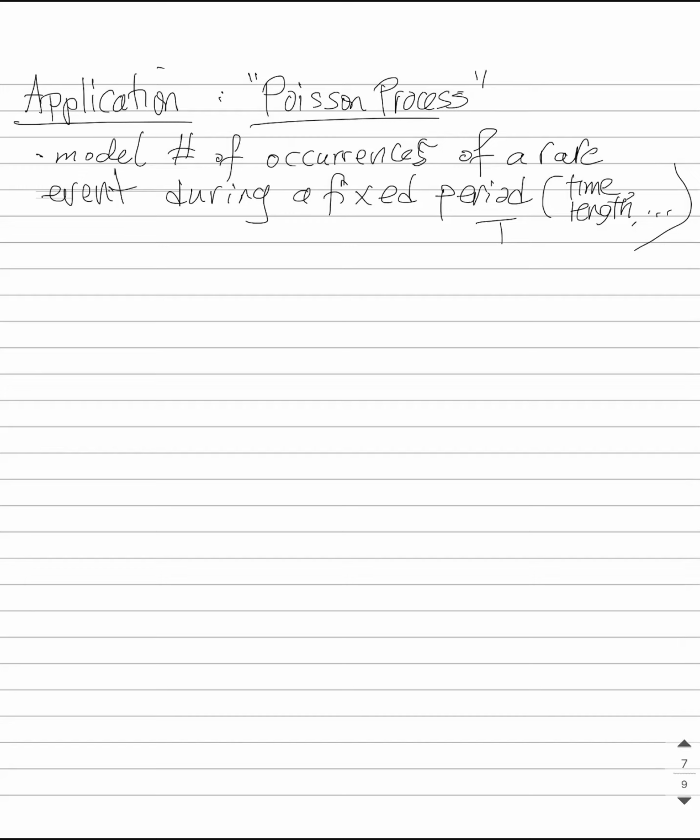The main application of a Poisson distribution is in something called the Poisson process. The goal here is to model the number of occurrences of some rare event that happened in a fixed period. Be careful when we say the word period here. It might refer to a time, it might refer to a length, could be anything. Generally, for the purpose of introducing the concept, we will think of it as time, but it could be anything.